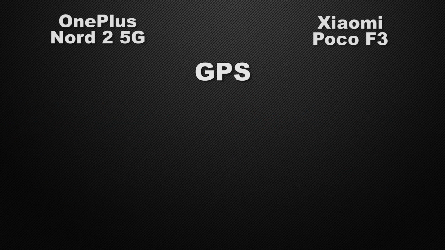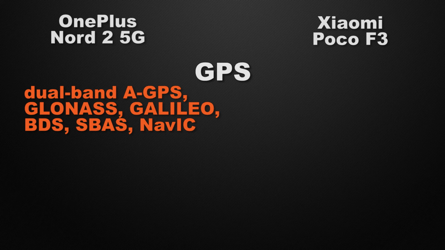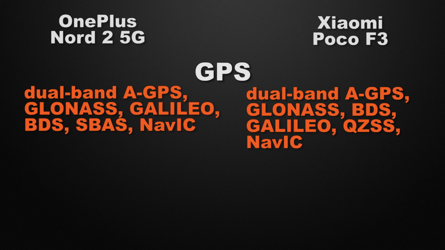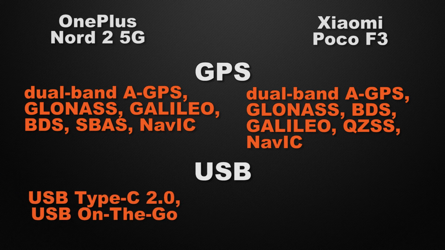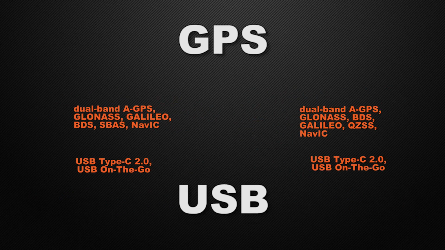Let's talk about the positioning chips in the devices. Nord 2 has dual band AGPS, GLONASS, Galileo, BDS and other chips, whereas F3 has AGPS, GLONASS, Galileo, BDS and other chips. So it's a tie. And about the USB connectivity, Nord 2 comes with a 2nd gen Type-C connector with OTG support, whereas F3 comes with a 2nd gen Type-C connector with OTG support. So it's a tie here.